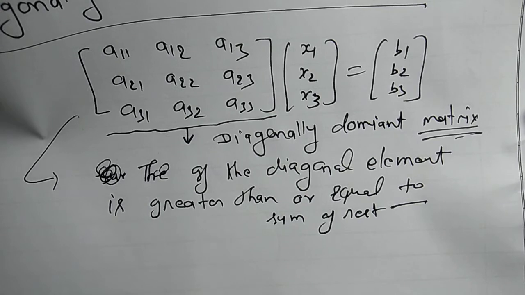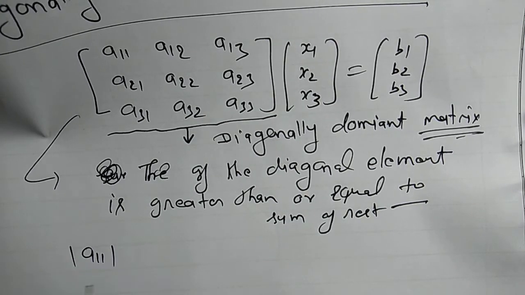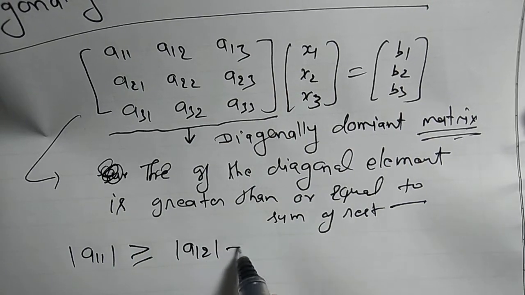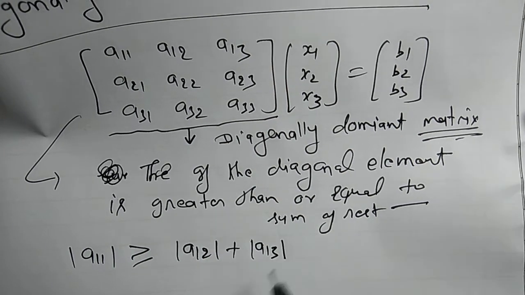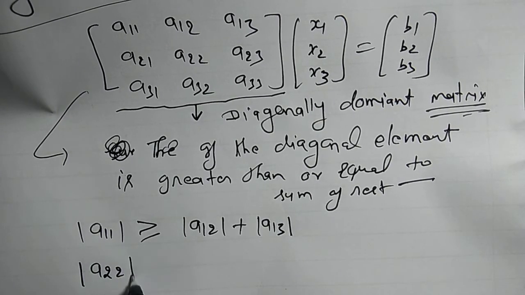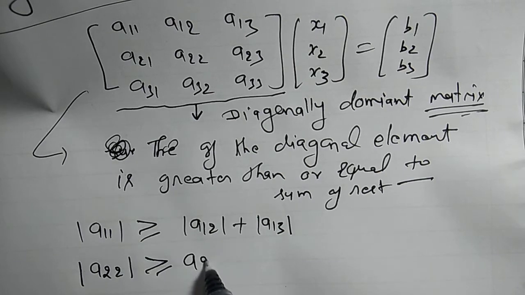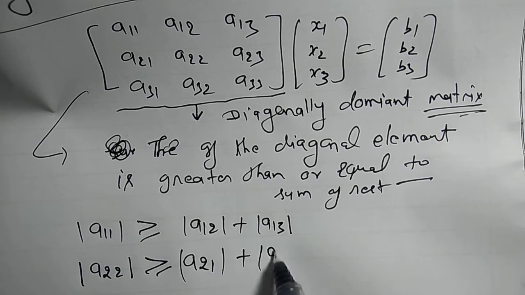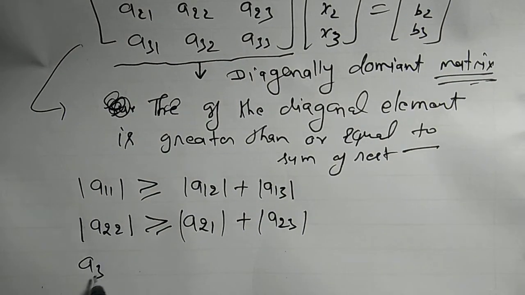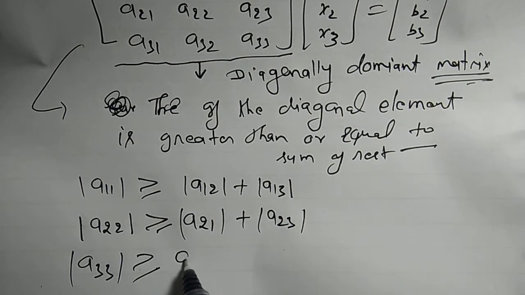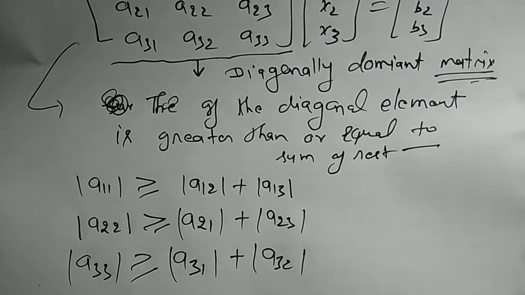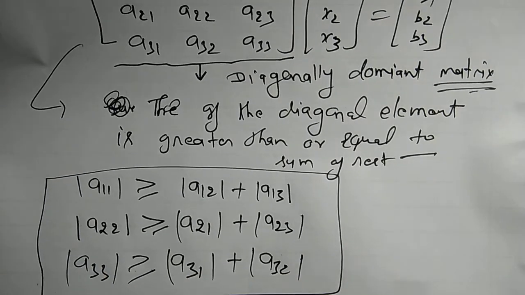It means if you take the first row, then the modulus of a11 should be greater than or equal to mod a12 plus mod a13. If you take the second row, your diagonal element a22 should be greater than or equal to mod a21 plus mod a23, and in the third row, mod a33 is greater than or equal to mod a31 plus mod a32. So this is called the diagonally dominant property.